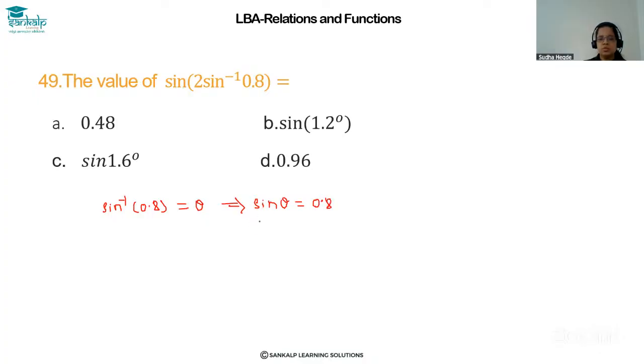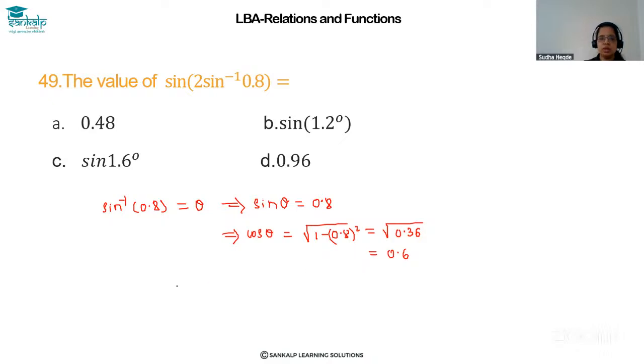Okay, so this implies what is cos theta? Cos theta is equal to square root of 1 minus 0.8 square. That is square root of 0.36. That is 0.6. So cos theta is 0.6.